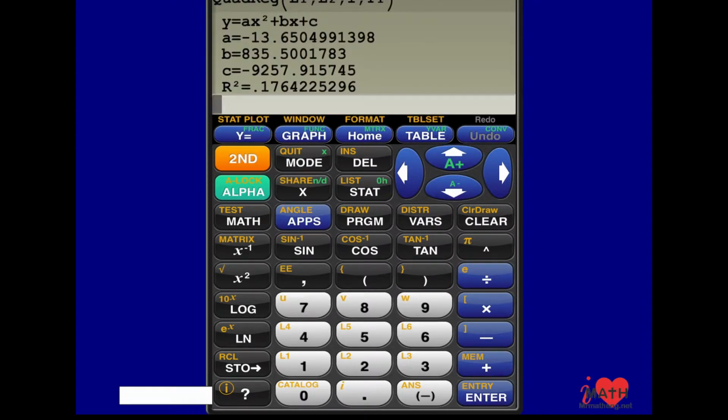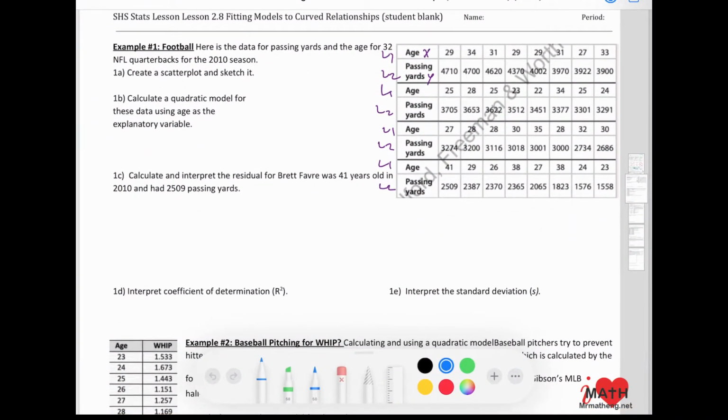and then I'm going to press enter. Okay, and so from here, it gives me a bunch of those numbers. Okay, it tells me it's in standard form, it tells me the A, B, and C's, which are the coefficients, and it tells you R squared, which is the coefficient of determination. All right, let's get that into our notes.